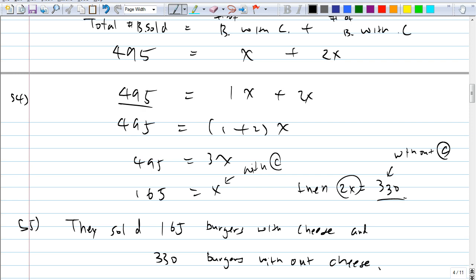Yes, Chuck? You plug in x into the original formula. Or not the formula, the problem. Yeah, the original equation. Or you could just do what? 165 plus 330 should equal 495, because we just said 2 times 165 was 330, right? So you could just check it that way really quickly. Does that make sense? Because when you add them up, it should equal 495.